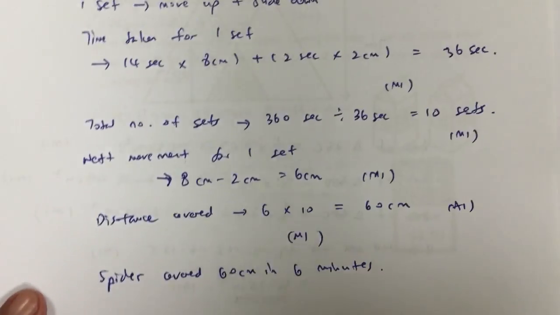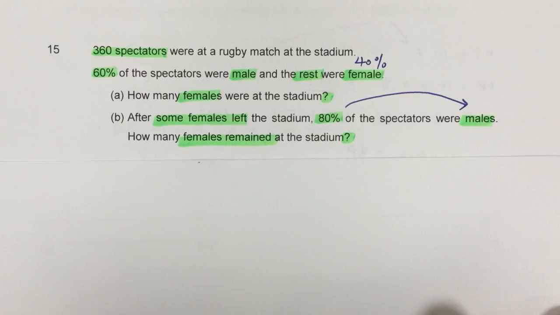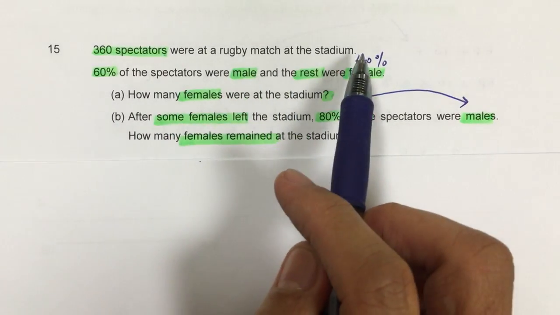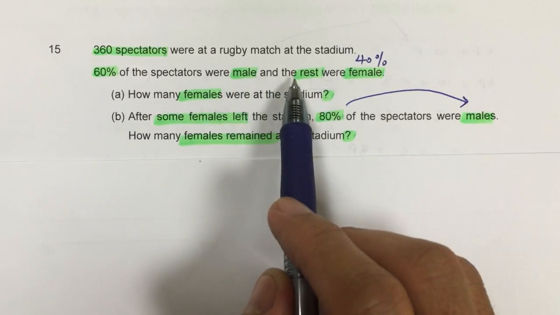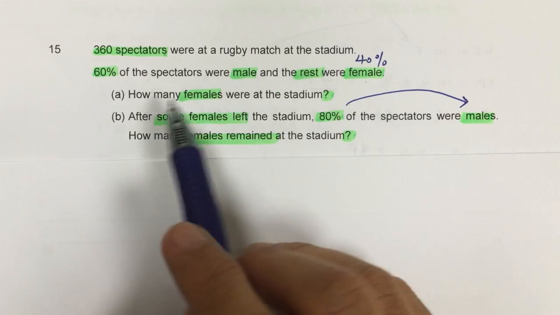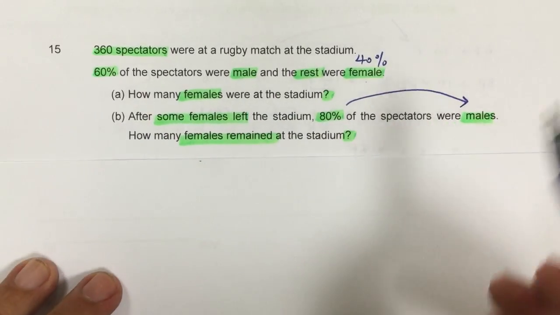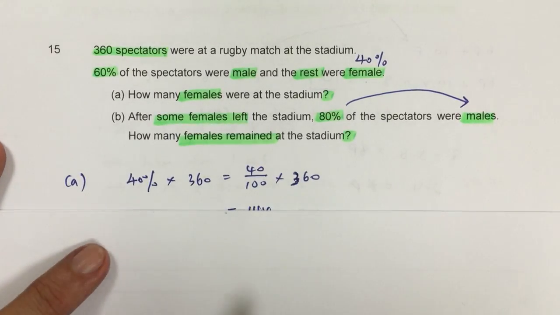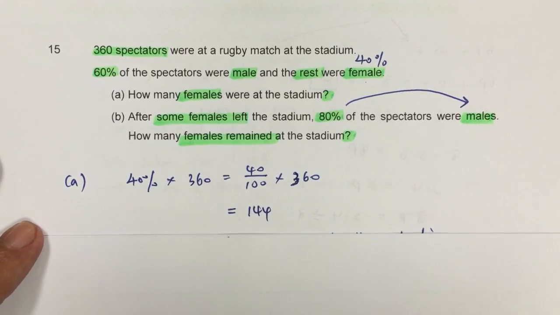Question 15. 360 spectators were at a rugby match at the stadium. 60% of the spectators were males and the rest were female, 40%. How many females were at the stadium? So quite a simple question. So you take 40% times total number. Okay, so you work it out, you have 144.